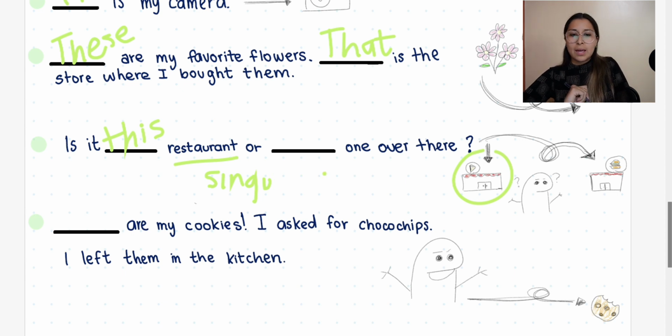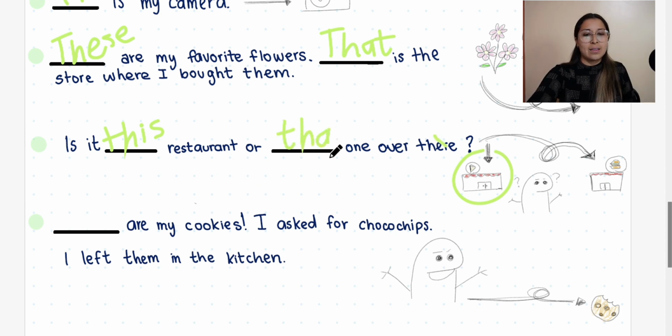Or maybe it is the other one. That one is far away. That, right? Is this restaurant or that one over there? Yes, exactly. That's the correct answer.